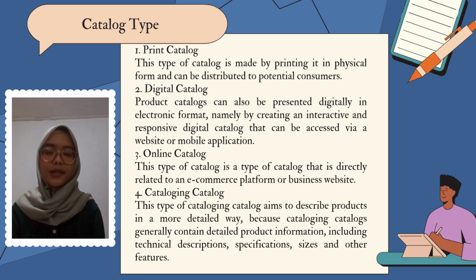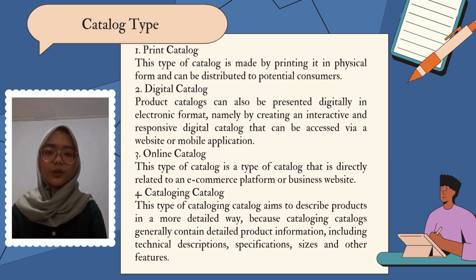The first one is the print catalog. This type of catalog is made by printing. It is a physical form and can be distributed to potential customers. This catalog is also called a traditional catalog. By printing a catalog with attractive design, clear product descriptions, and high-quality product images, a printed catalog can be placed in a physical store, sent by email, or distributed at an exhibition or seminar.